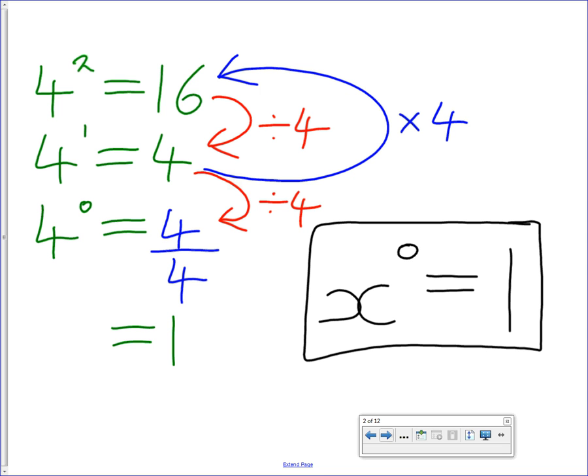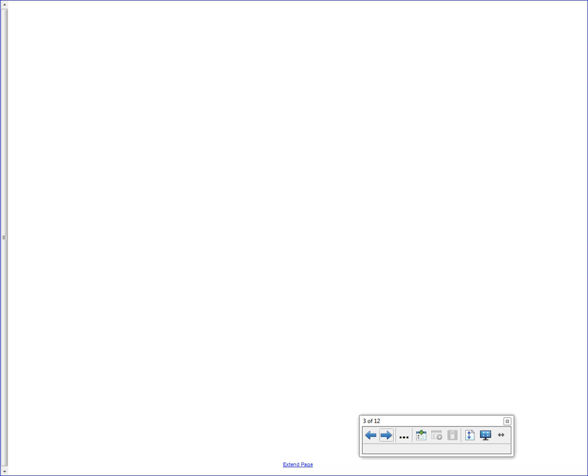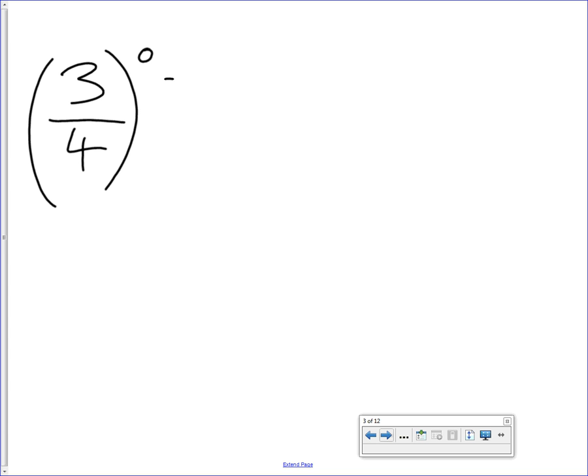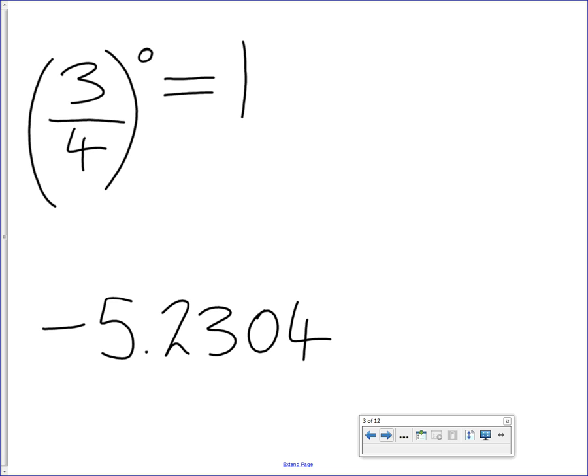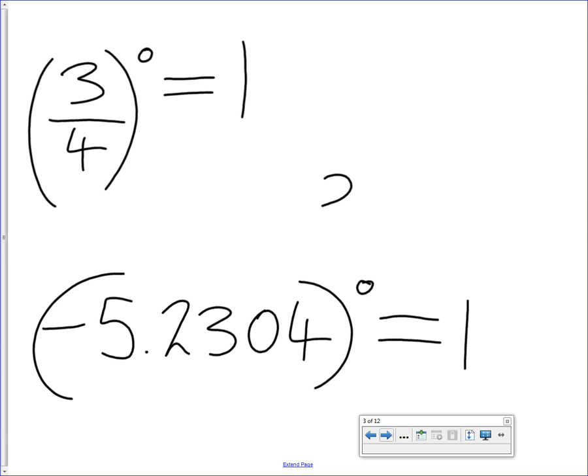So you could have, for example, non-integer base numbers. You could have 3 over 4 to the power of 0, and that will be 1. You could even have minus 5.2304 to the power of 0, and that will be 1. So, x to the power of 0 always equals 1.